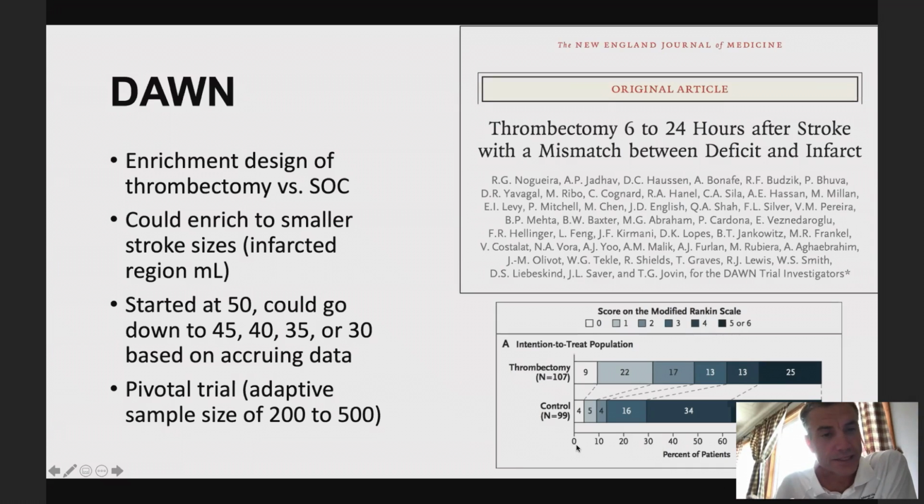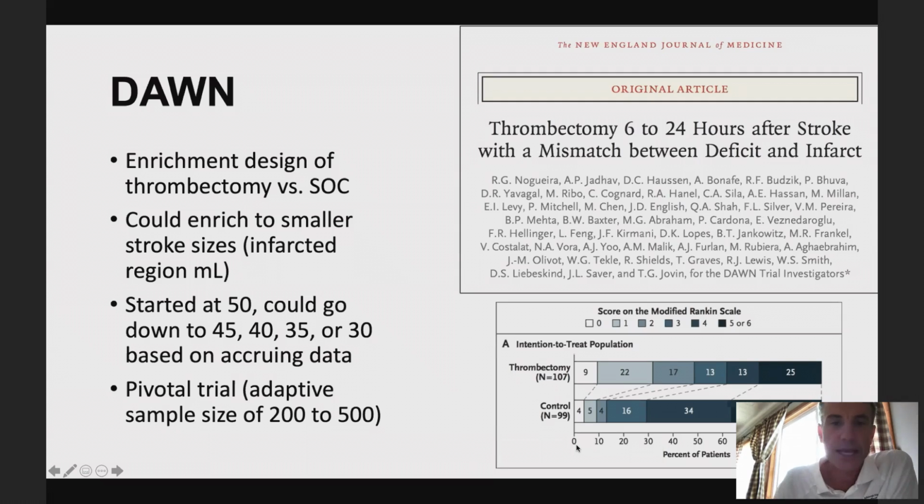It was expected before the trial starts that the efficacy of these may depend on the size of the stroke. The trial was designed to have a sample size between 200 and 500 patients, but at any interim analysis, every 50 patients, starting at 150, 200, 250, the enrollment criteria could be restricted to smaller stroke sizes if the algorithm showed that the device is not effective in the larger sizes.